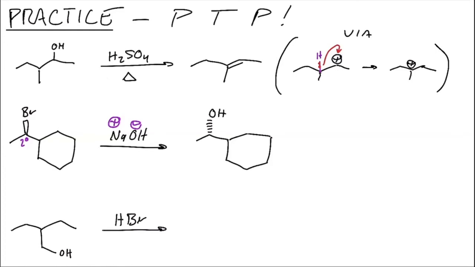We can think about the type of mechanism that that would go through, because this is a primary alcohol or a primary leaving group, right? So that means that this is going to happen by an SN2 style mechanism, and so we don't have to worry about any carbocations or rearrangements. So our product will look something like this, where the Br comes in exactly where that OH was.